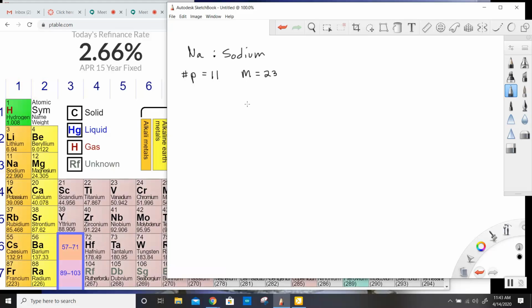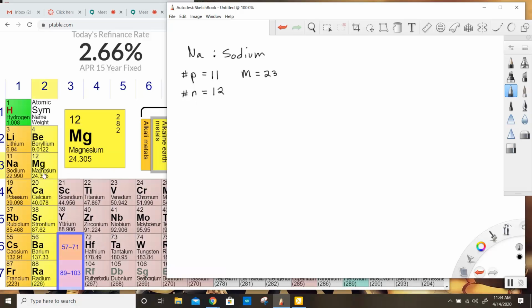Okay, so that means then that the number of neutrons is 12. Yes, it has 12 neutrons and 11 protons. A lot of the times the amount of neutrons in these lighter elements is about the same as the amount of protons. It tends to stay that way. As you can see for magnesium here, it's got a mass of about 24, and 12 of them are protons and 12 of them are neutrons.